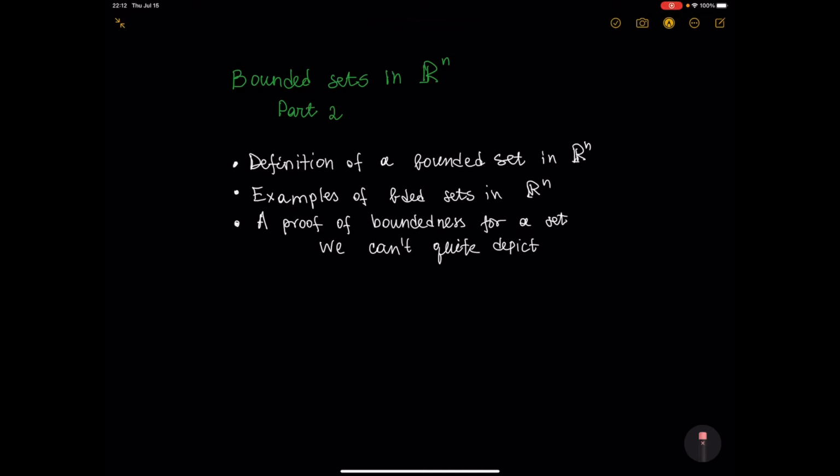Hello everyone. This is the second part of the series on bounded sets in Rn. In the first part of this series, which is linked down in the description below, we discussed the definition of Rn and we defined bounded sets in Rn. In particular, we paid attention to how the definition of bounded sets in Rn is analogous to the definition of bounded sets in R.